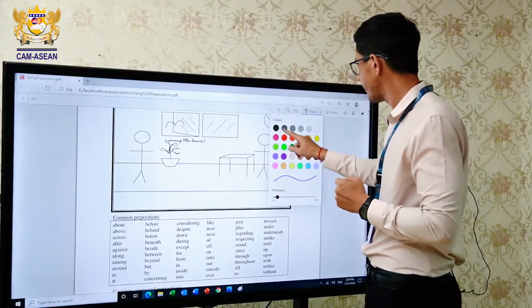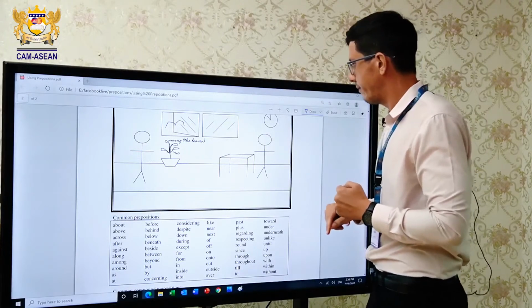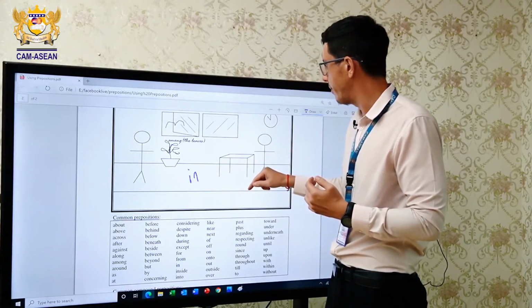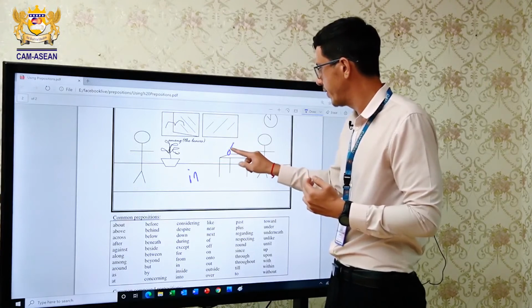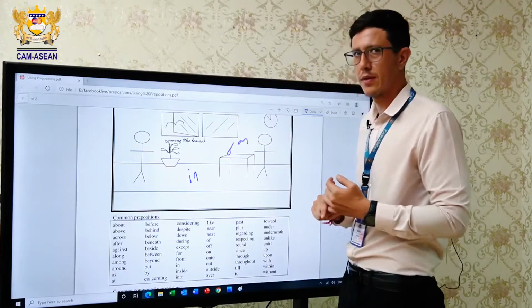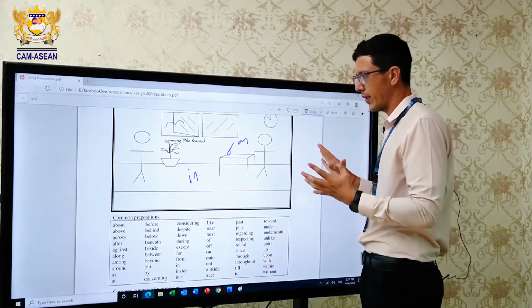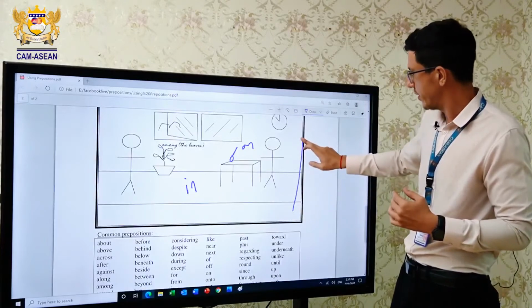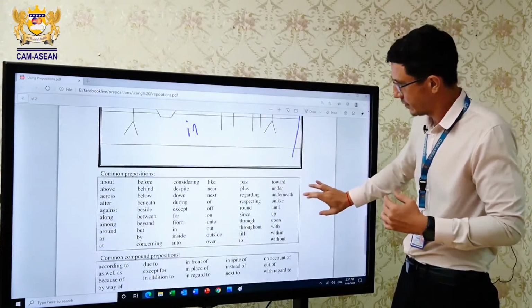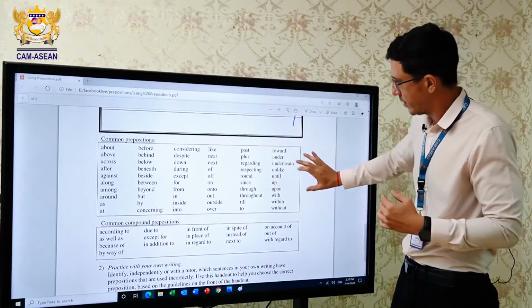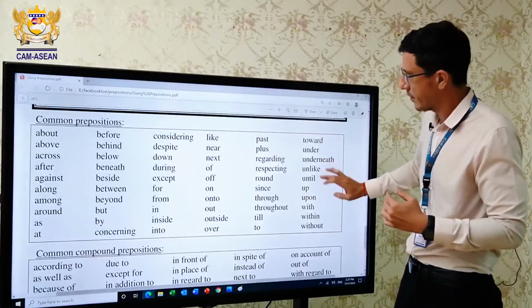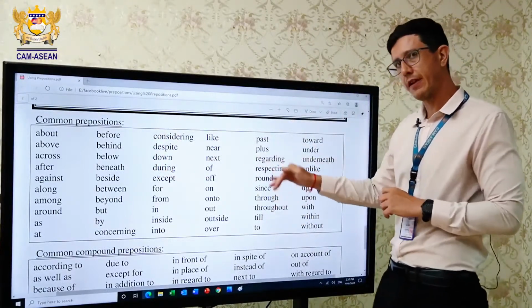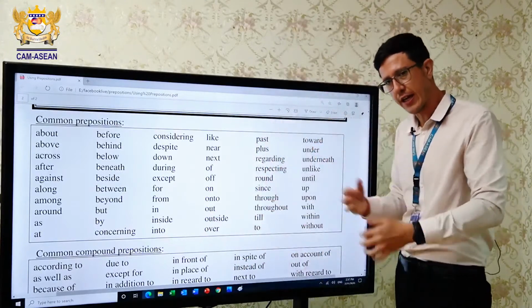So let's look. We said in: these guys are in the room. If you put, let's say, an apple, the apple is on the table, okay? This is what we're talking about, relationship of place. So let's talk about these common prepositions. What I'm going to talk to you about is what these definitions are. That's all we're going to talk about right now, so we can start to understand how to use them.